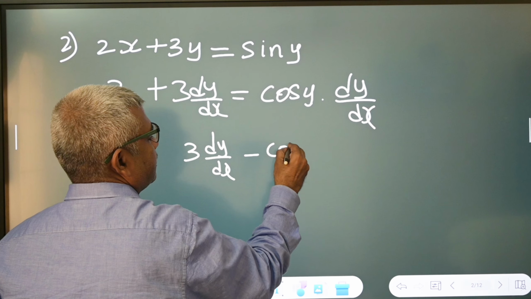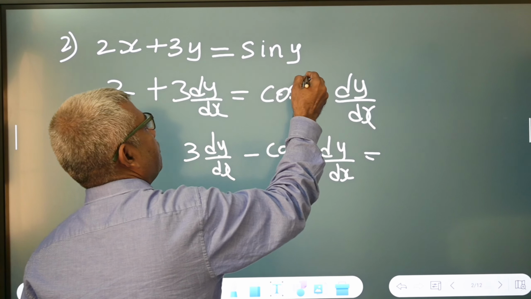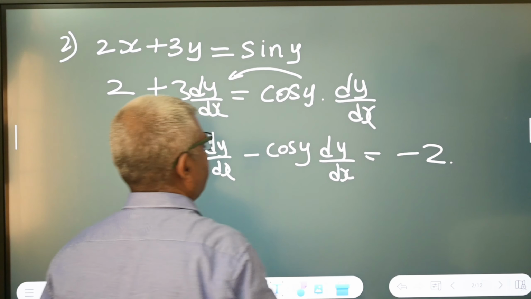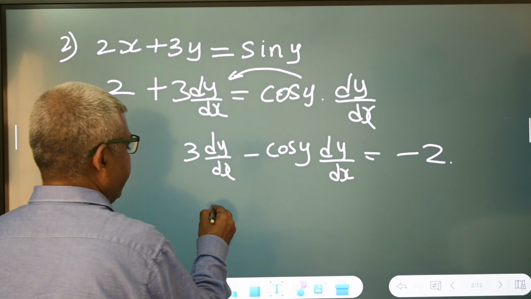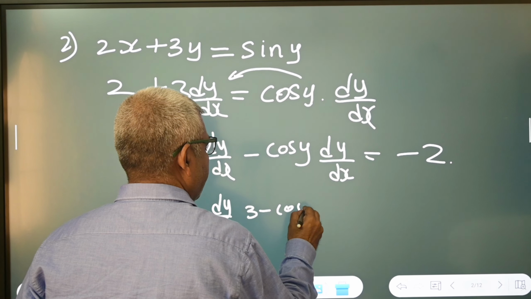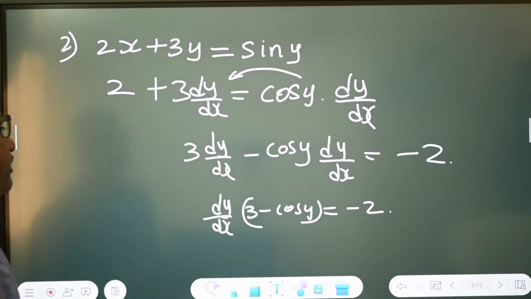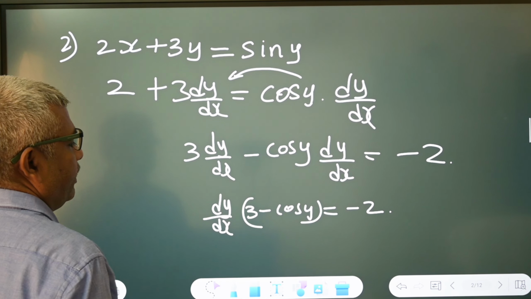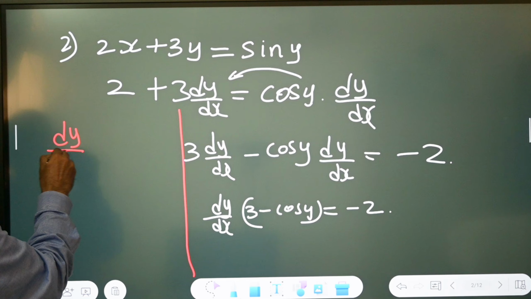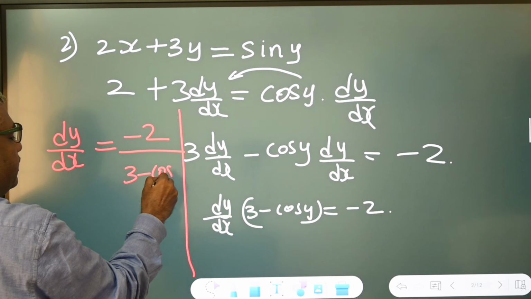Here, bring dy by dx to one side. This we bring to the left-hand side, equal to minus 2. So dy by dx, take out: 3 minus cos y equal to minus 2. Dy by dx times 3 minus cos y equal to minus 2. So dy by dx is equal to minus 2 divided by 3 minus cos y.